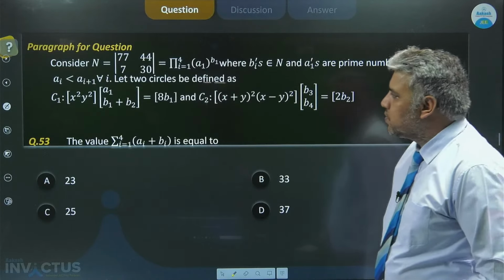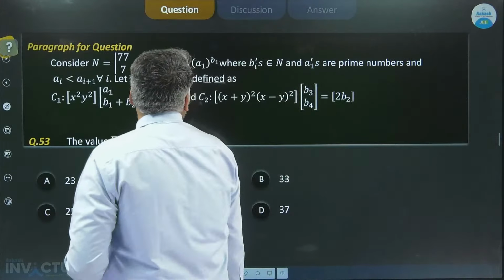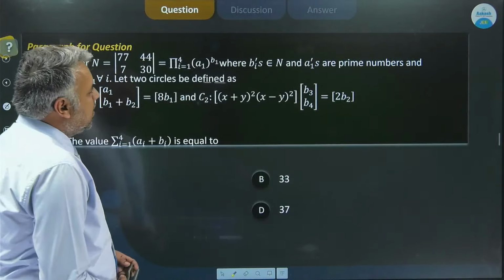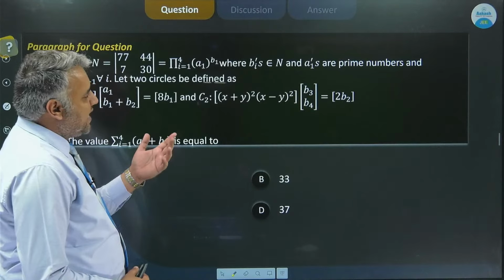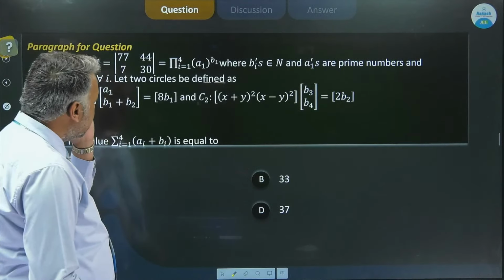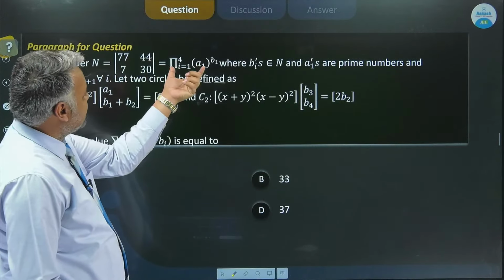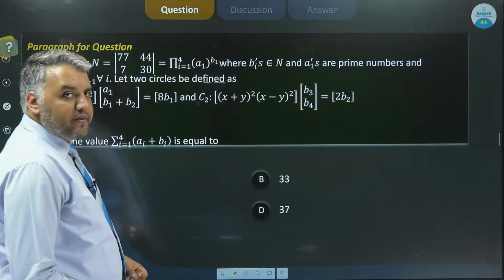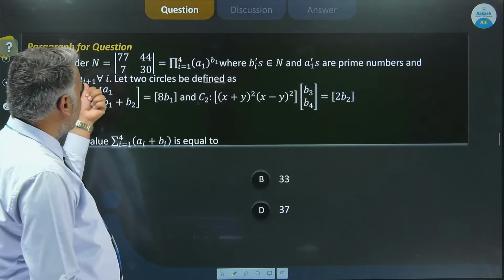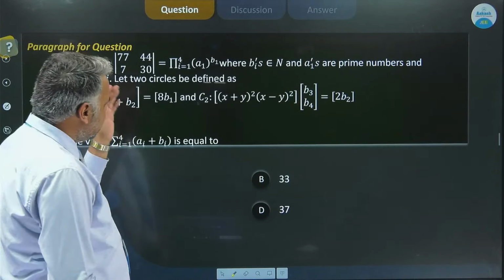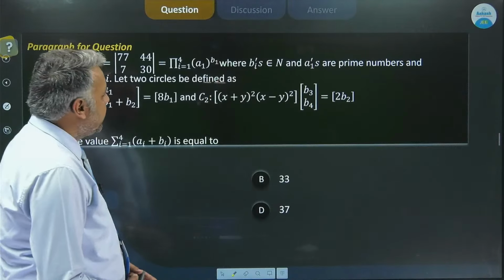Okay, moving on to the next question. This is given that the AI's are prime numbers and BI's belong to natural numbers. So both are integral quantities. And this n is expressed as product of AI power BI, where AI is smaller than AI plus 1. That means A1, A2, A3, A4 are in increasing order.